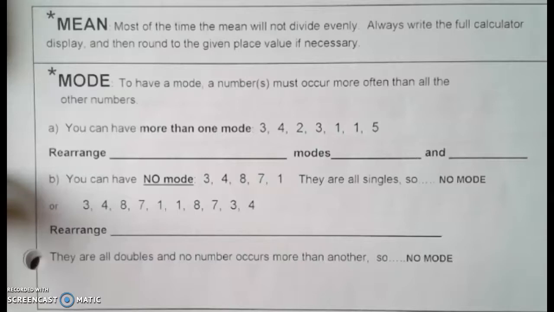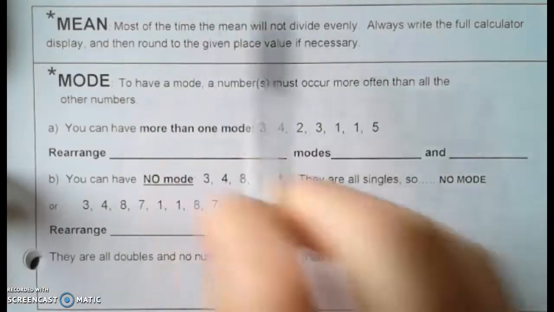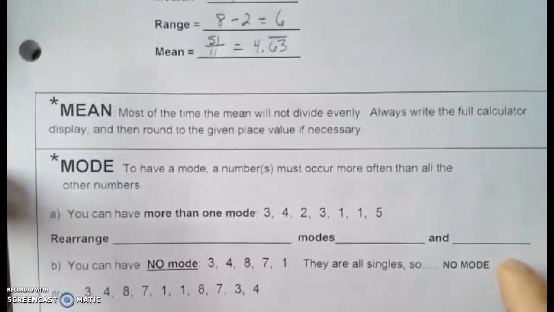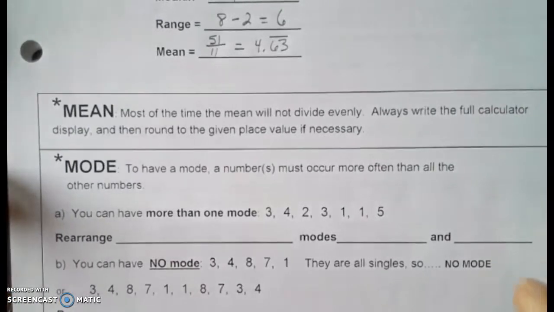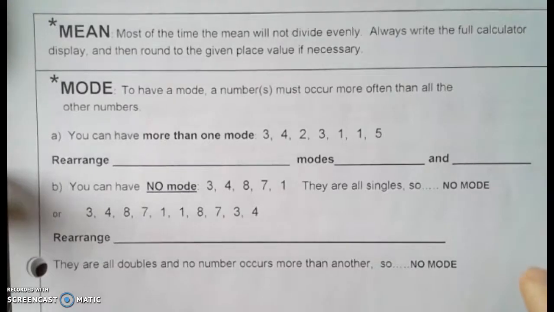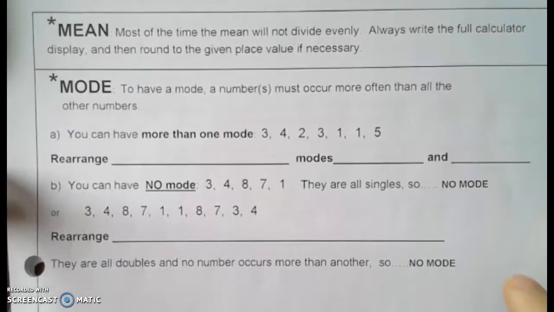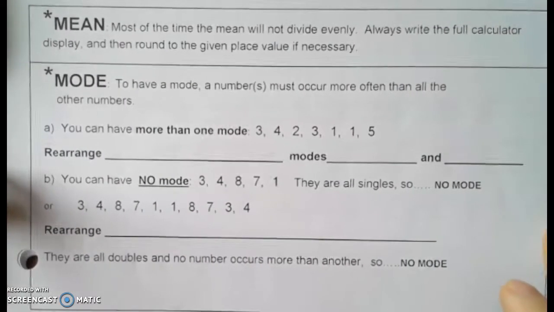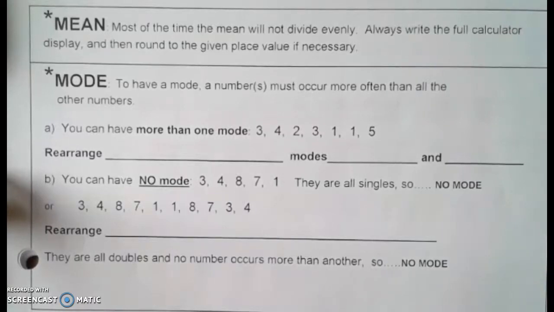One thing to keep in mind when you're calculating the mean is that most of the time the mean will not divide evenly, like in our example that we did up above here. We have 51 divided by 11. 11 doesn't go into 51 evenly. You always need to write out the full calculated display and then round to the given place value if necessary. So if they tell you to round to the nearest tenth or the nearest hundredth, that's when you're going to go ahead and do that. If they don't tell you to round, then don't round.